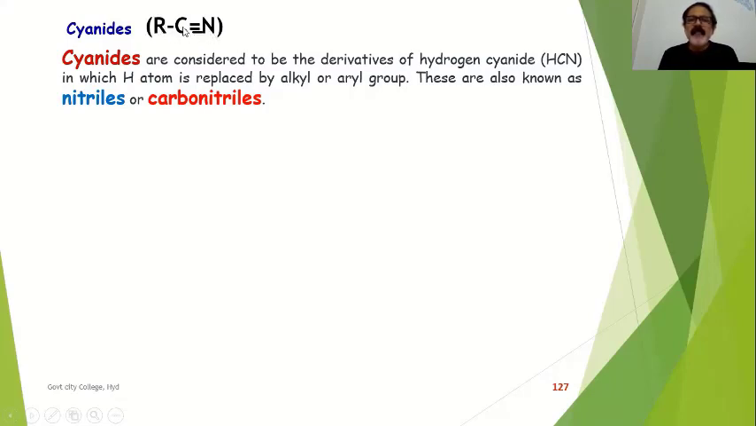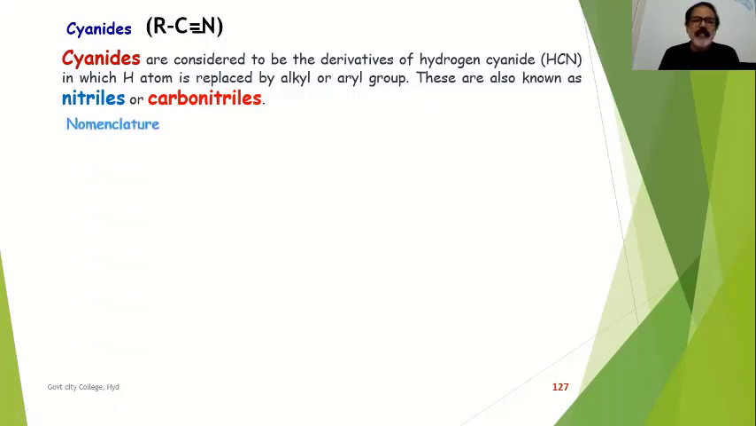Instead of writing C triple bond N every time, we will write CN as a combined group and say RCN for cyanides. These cyanides are also called nitriles, and sometimes carbonitriles, because a carbon is attached to this nitrile group.